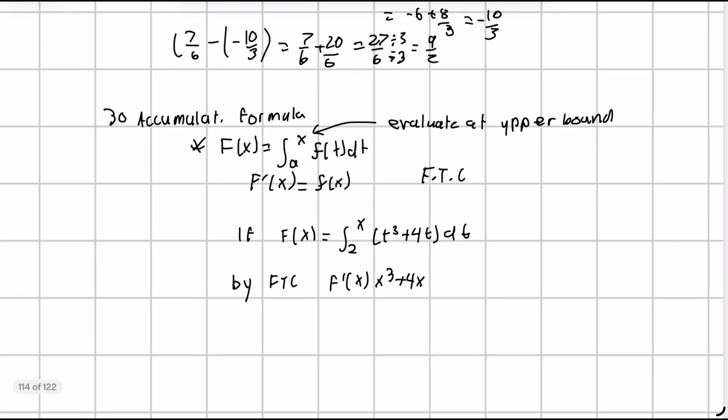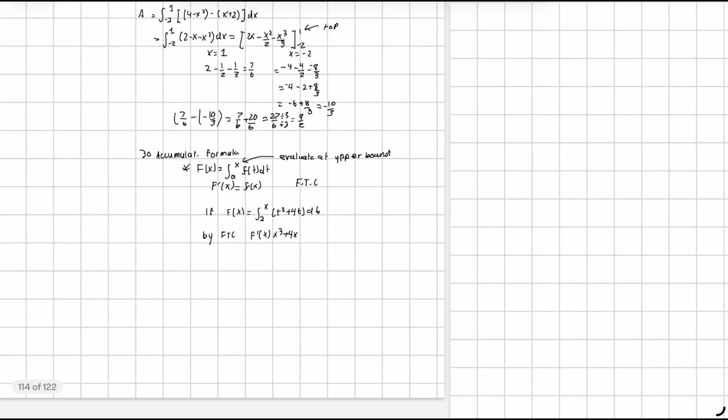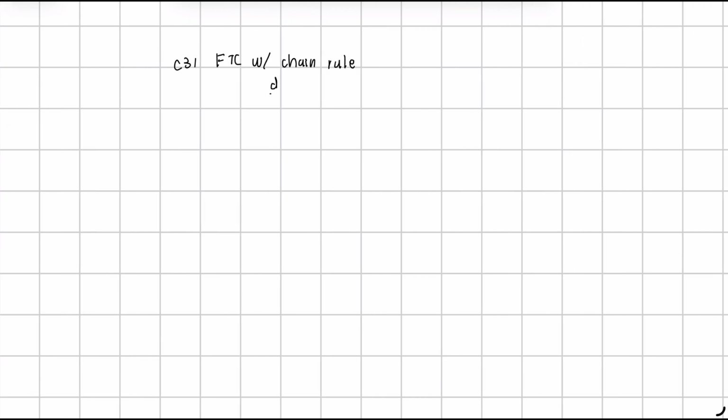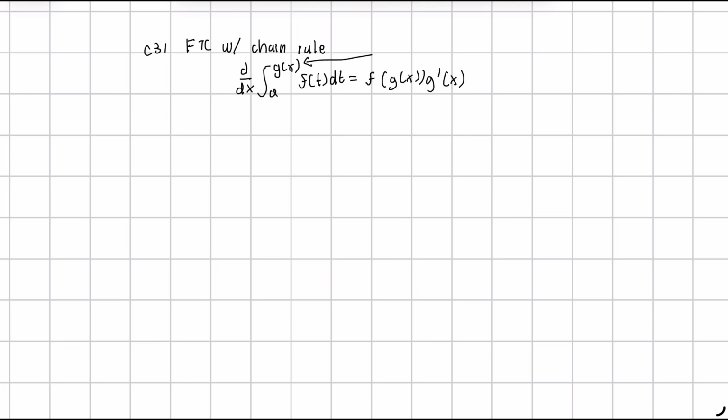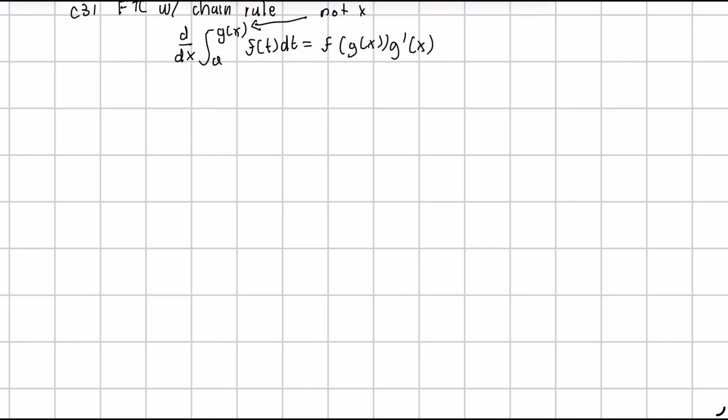Now, what if we do the fundamental theorem of calculus with the chain rule? So this is for case 31. We have the FTC with the chain rule. So basically you have d over dx of the integral from a all the way to g of x of f of t times dt, and this is going to be f of g of x times g prime of x. So if you have an upper bound that is not x, you have to use the chain rule. Basically, you plug the upper bound into the integrand, and then multiply by the derivative of the upper bound.